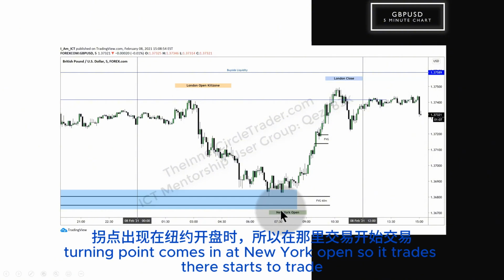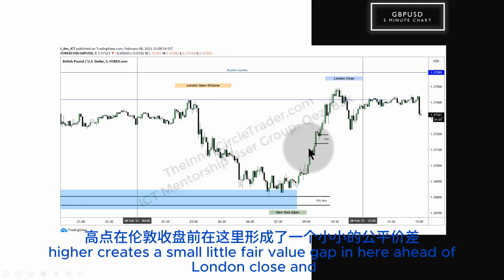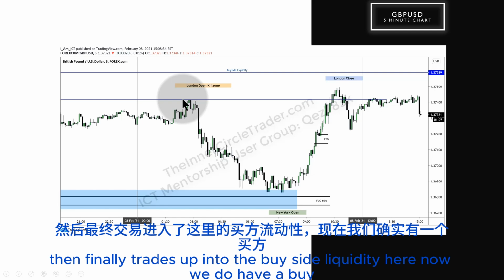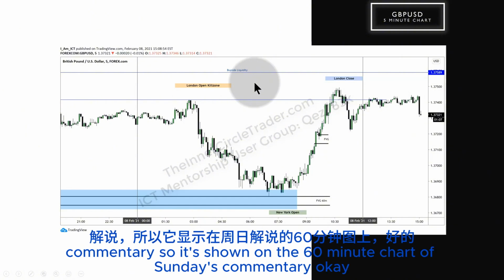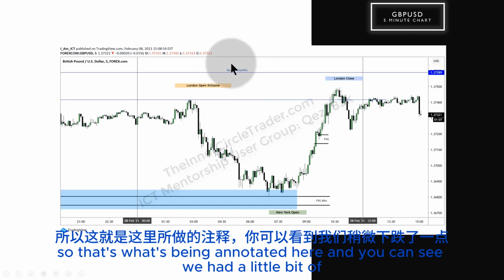But the turning point comes in at New York Open. So it trades there, starts to trade higher, creates a small little fair value gap in here ahead of London close, and then finally trades up into the buy side liquidity here. Now we do have a buy side liquidity pool residing here, which is what I mentioned in the weekend commentary. So it's shown on the 60-minute chart of Sunday's commentary. Okay, so that's what's being annotated here.